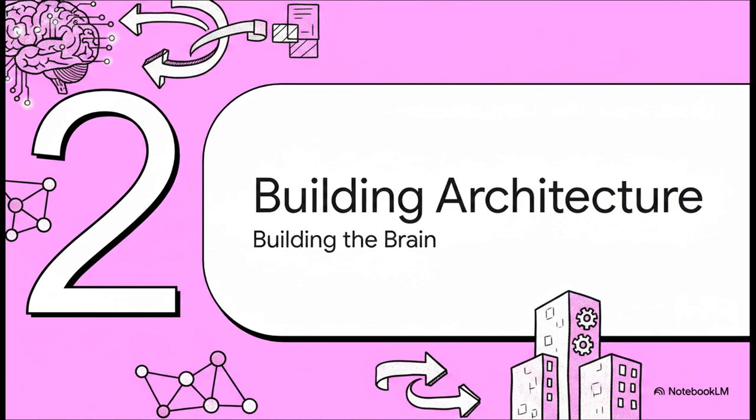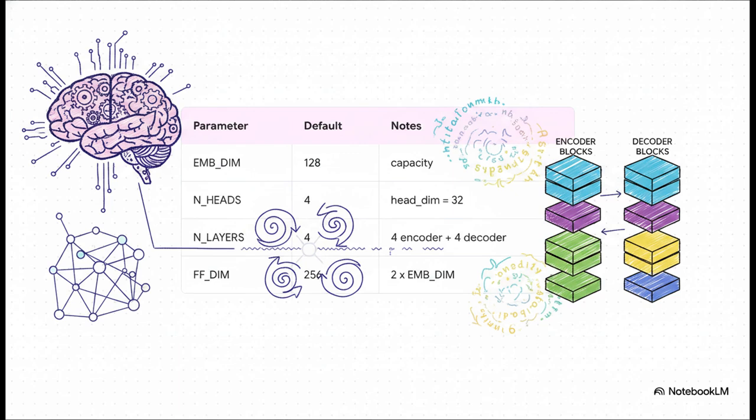Section 2. Building the translation architecture. Let's build the brain. And this brilliantly illustrates the how. How do we physically construct a digital brain capable of handling all that linguistic messiness? Well, if we look at the configuration parameters of our mini-translator, we can see exactly what we need to give our model the sheer capacity to handle real language.